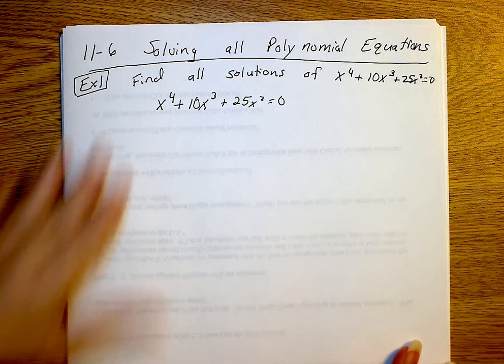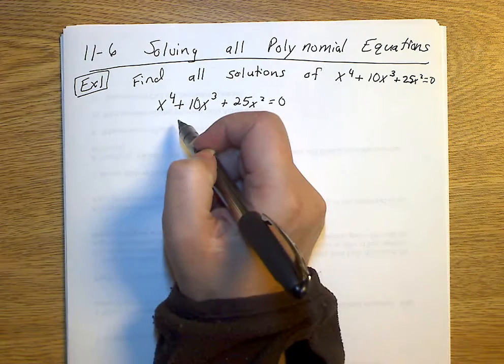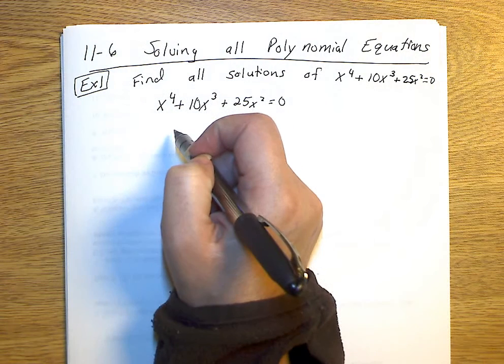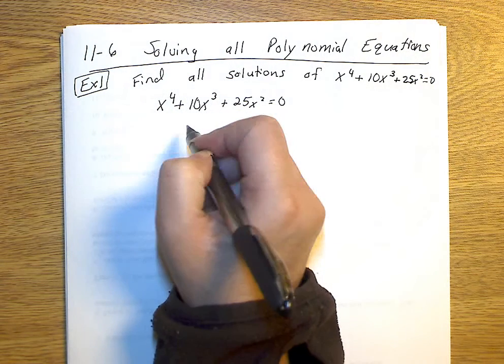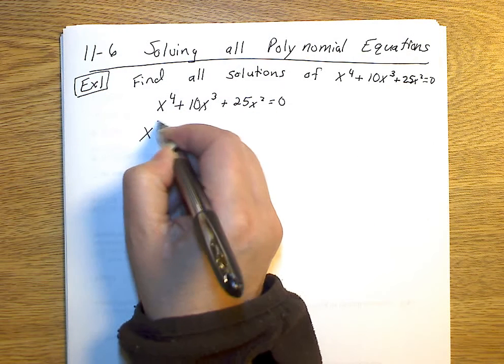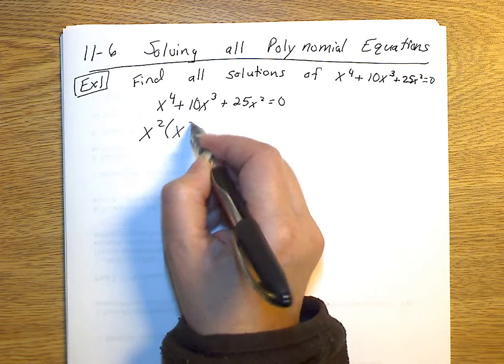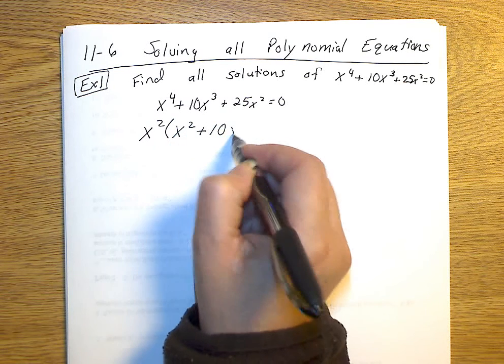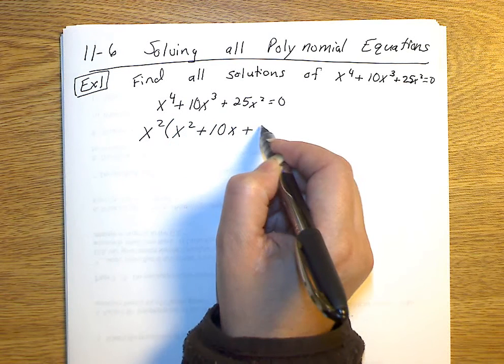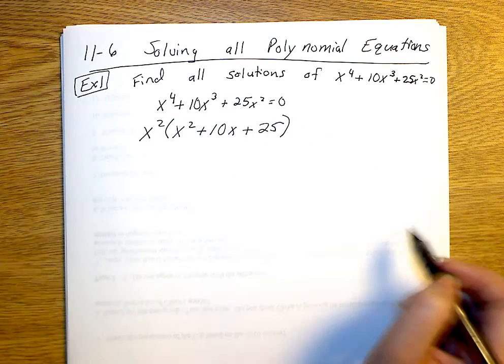Mickey, how can we factor this? And what they have in common, which is x squared. Okay, so they're pulling out an x squared. And then you have x squared plus 10x plus 25, equals 0.